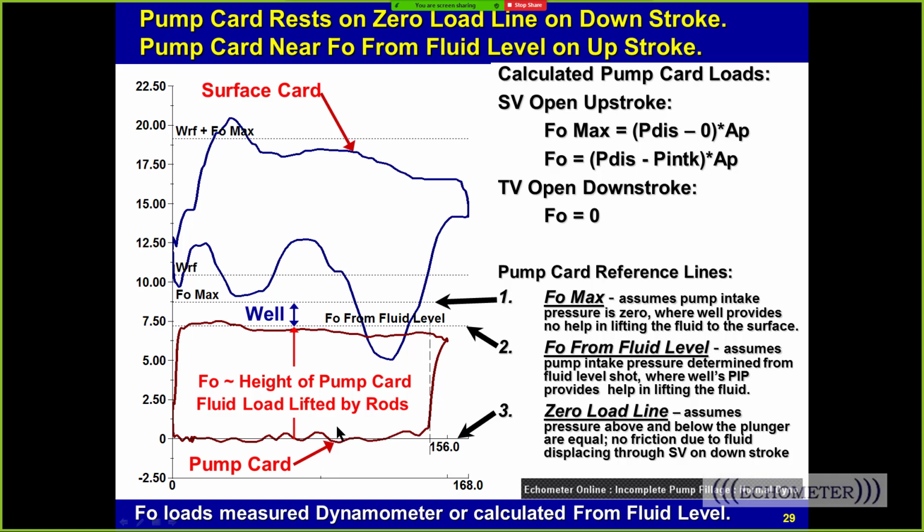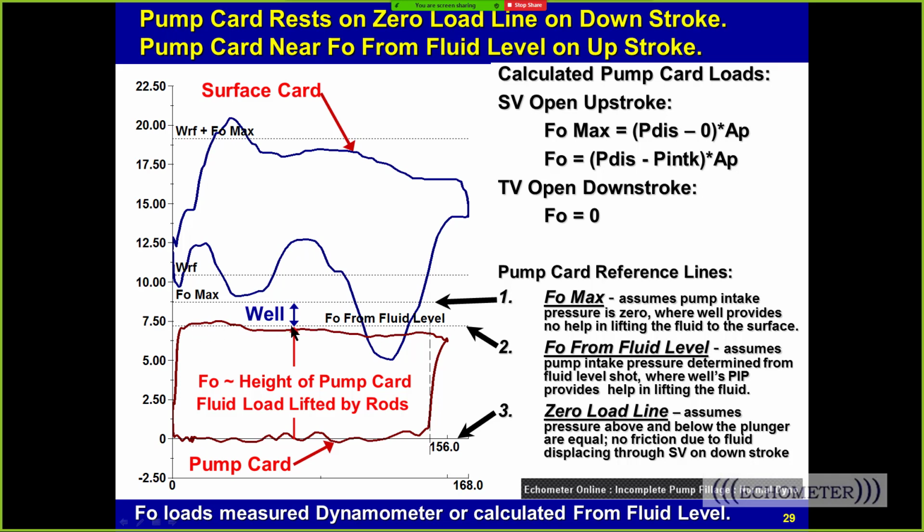So the pump card, when there's no excess mechanical friction, sits on the 0 load line. So on the downstroke, there's very little difference in pressure across the traveling valve. So the pump card sits on the 0 load line because there's no load on the rods from the pump. On the upstroke, the pump card should be close to or on the load line calculated from the fluid level. So the load line calculated from the fluid level is the discharge pressure above the traveling valve minus the intake pressure below the traveling valve. That's the differential pressure acting across the pump times the area of the pump, and that gives us this load line calculated from the fluid level.